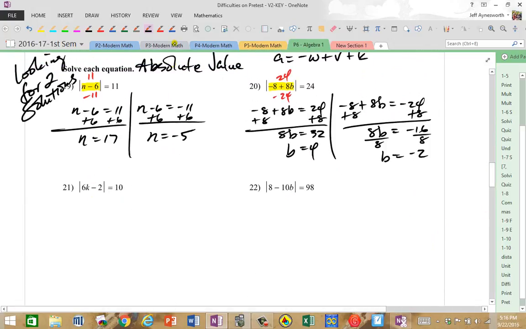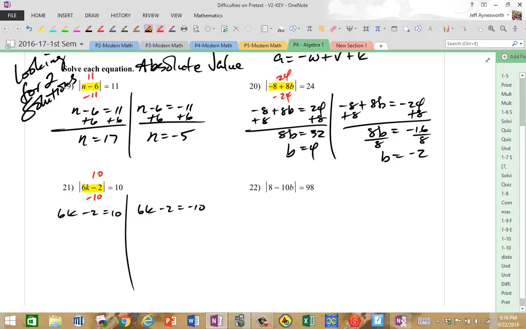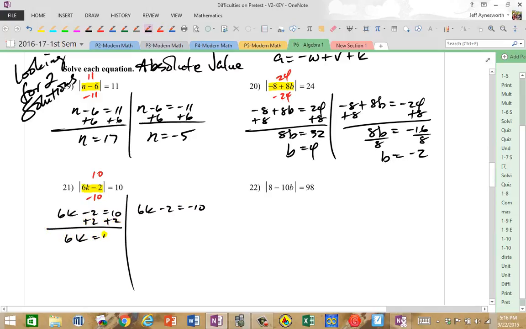Okay, same thing here, guys. This 6k minus 2 could be 10 or it could be negative 10, right? So you have to figure out 6k minus 2 could be 10, or 6k minus 2 could be equal to negative 10. What values do you get? Well, let's add the opposite first, and you get 6k is equal to 12. 6 times 2 is 12, so k must be 2.